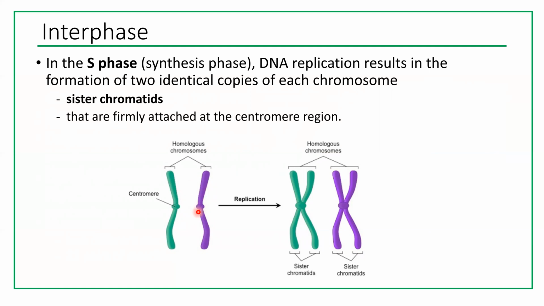So those are homologous chromosomes, and they are not replicated. But during replication, the identical copy is made, right? So an identical copy of this green chromosome and an identical copy of the purple chromosome. So now we still have two homologous chromosomes, but each one is replicated and each one is made from two sister chromatids. So we have two homologous chromosomes, but we have 1, 2, 3, 4 sister chromatids. Sister chromatids are attached to each other in this centromere region.